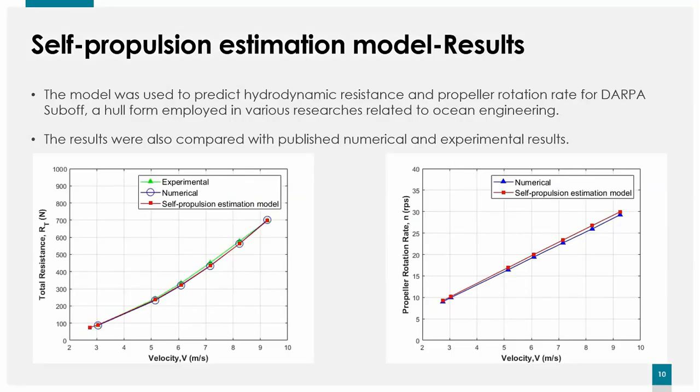Next, we calculated the total resistance and the propeller rotation rate for DARPA Suboff, which is also an underwater vehicle considered in this study, and we plotted its results with respect to velocity. Then we compared the results of the self-propulsion estimation model with the experimental and the numerical observations. What we observed is that the results obtained by the self-propulsion estimation model are very accurate, with good agreement between them. So this was all about the self-propulsion estimation model, and now my friend Faizan Ahmed will discuss the feed-forward control mechanism.